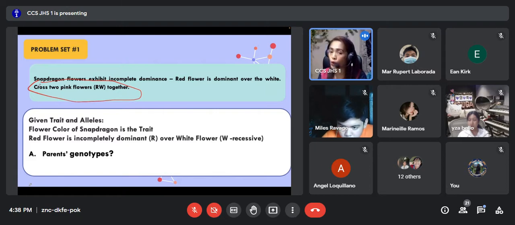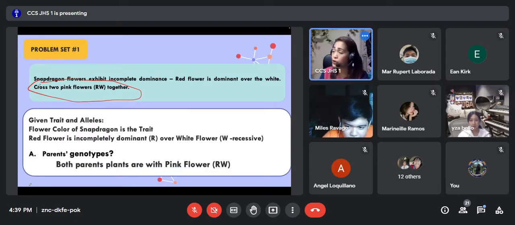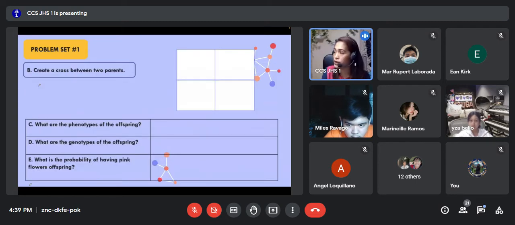What should be their individual code? R and W. Okay, very good. So that means parent 1 is pink, RW. Parent 2 is also pink, RW. Now, it's very important that you understood this part because, take note, this is our springboard or starting point for the next part, which is for the Punnett square.